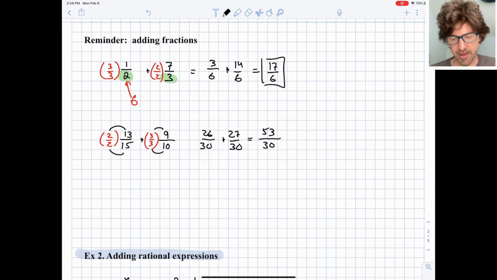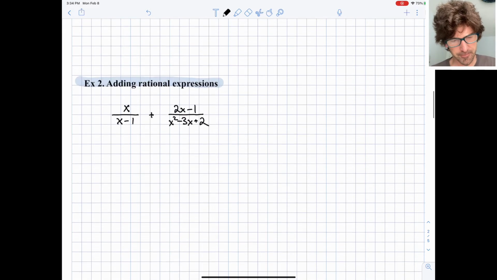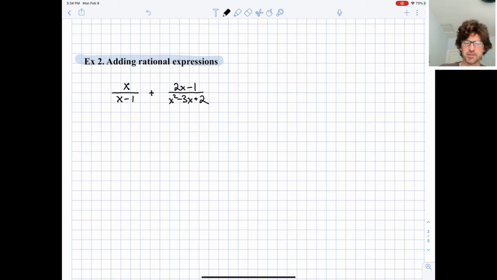And then I can think about if I could reduce that at all, and I don't believe that's reducible. Okay. Your teacher might want you to write it in mixed form, which is fine. It would be 1 and 23/30ths. But if you don't have any instructions to do so, it's fine to keep it as an improper fraction. So adding rational expressions, just the same as adding numbers. Okay, we need to get a common denominator using our understanding of least common multiples and common denominators, and then we just go ahead and add the numerators together.